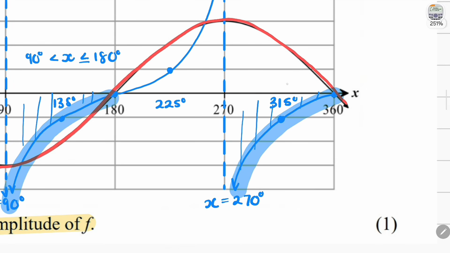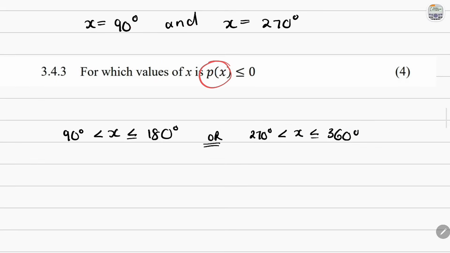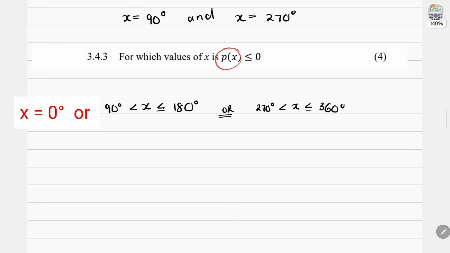Okay, so we know that. So this is where x is greater than 270 degrees, not equal to 270 degrees. There's an asymptote here for the graph of p, our tan graph, and then less than or equal to 360 degrees. And that would be our answer. And that is what our answers look like. Moving on to the next question.